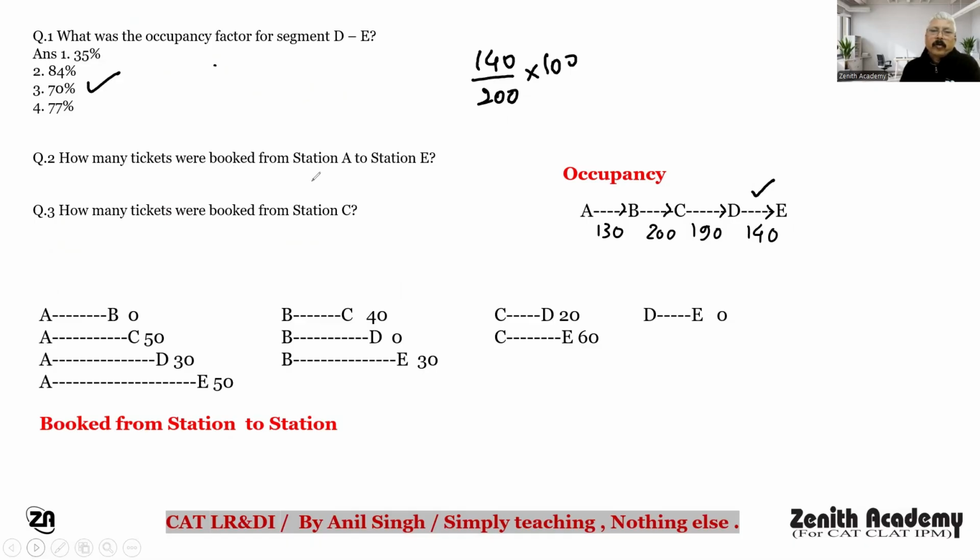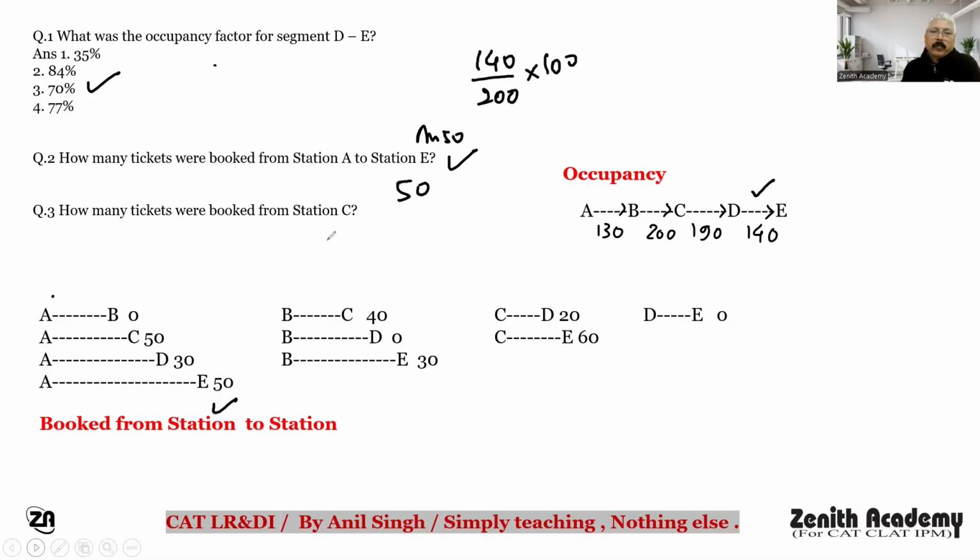How many tickets were booked from station A to station E? Station A to B 0, A to C 50. This result is from the calculation which I have done on the previous page. So how many tickets were booked from station A to E? A to E, 50. Answer is 50.